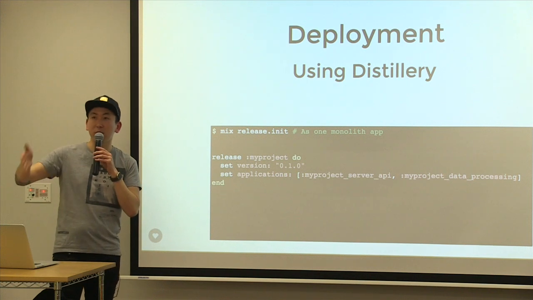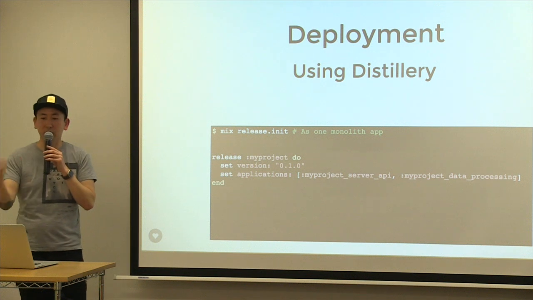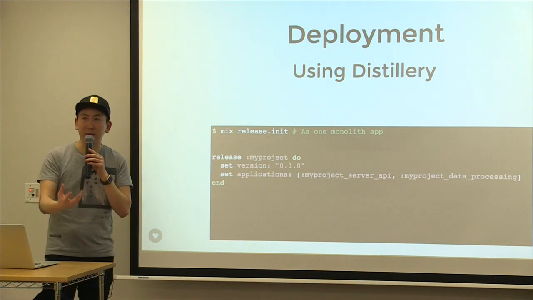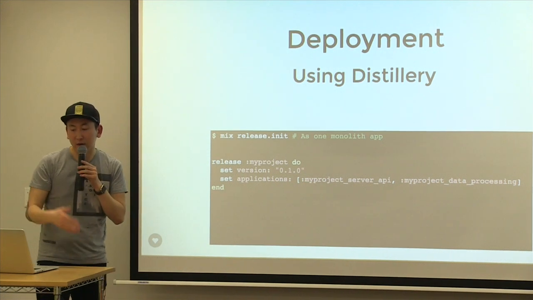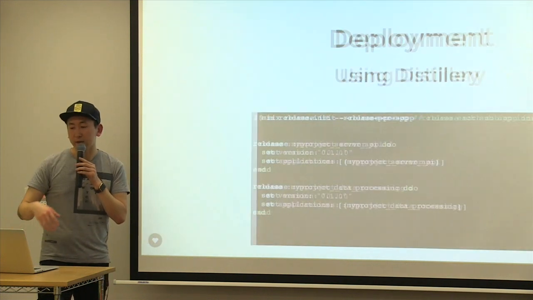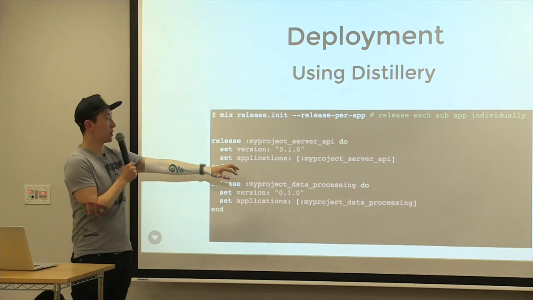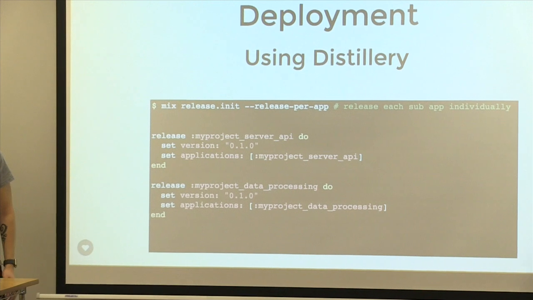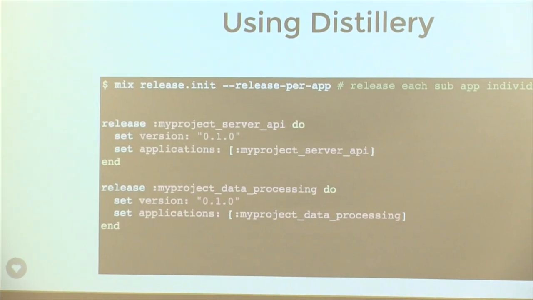But if you have umbrella projects, it's kind of hard because you don't have just one project. How do you make sure you can run the application as a mono application? That's fine, that's easy. But if you want to run them separately on different machines, you can create releases this way. You can say release per app. So with two release configurations you compile to two different tarballs, and you can deliver them to different places.